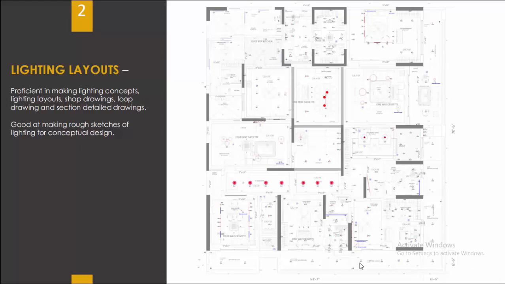Next slide is my AutoCAD lighting layout. At one side I made the plan. What you can do is put the AutoCAD plan in your PowerPoint. You can snip it, or you can convert your PDF into an image file and then add it in the PowerPoint.